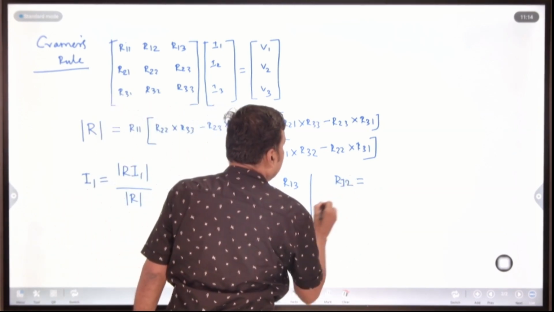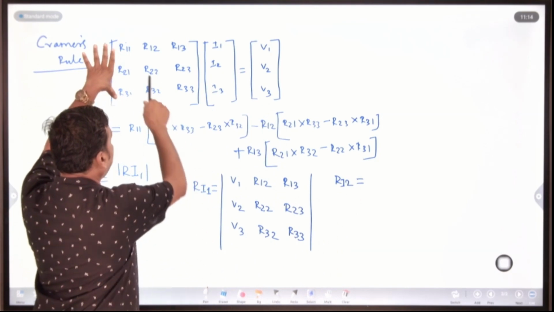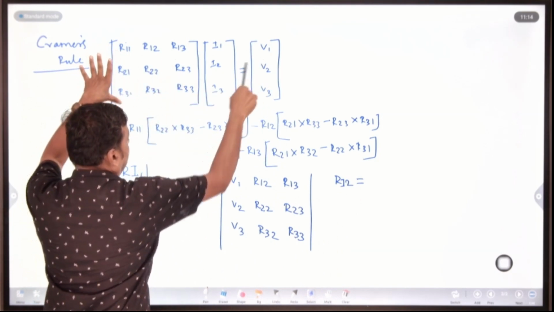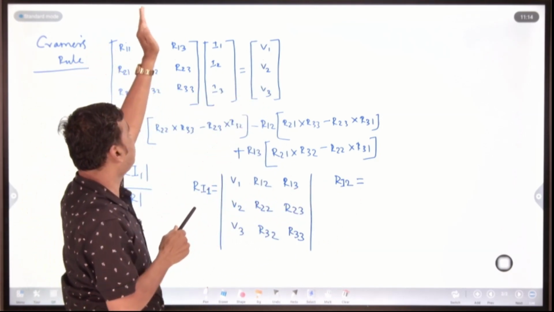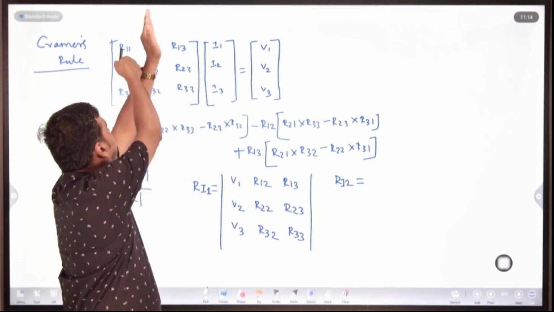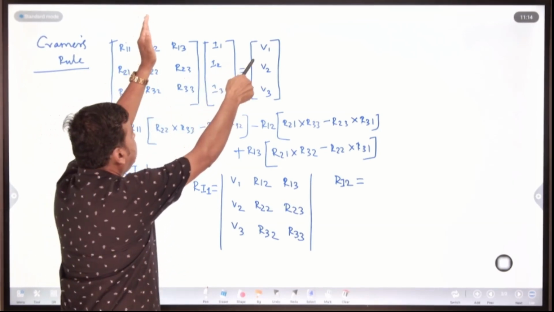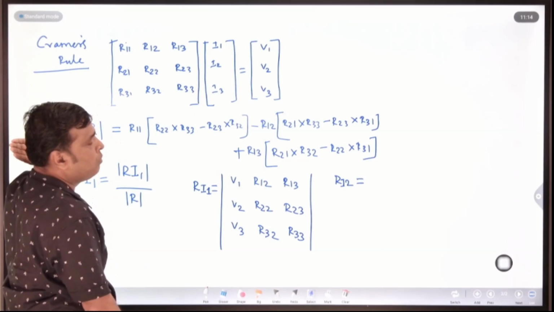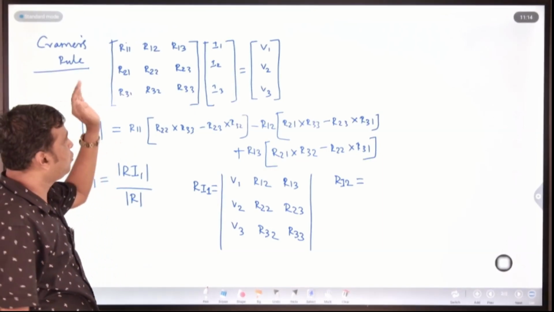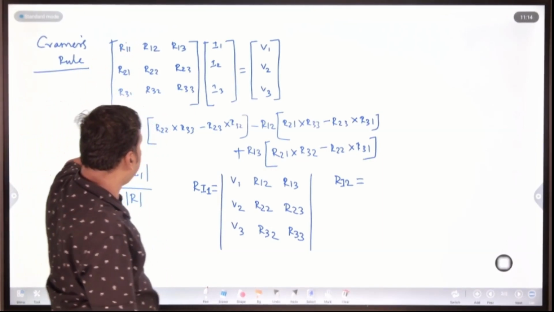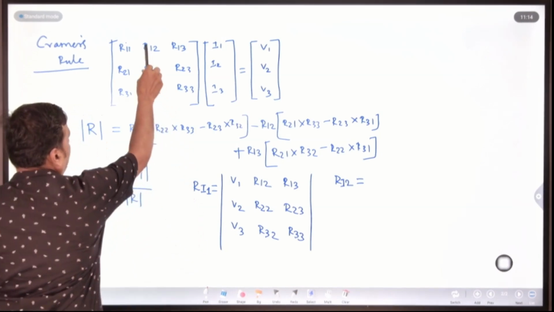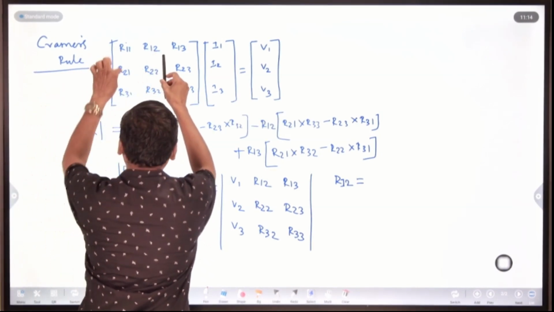Ri2 is how much? Ri2 means we have 4 columns, 1, 2, 3 and 4. 2 means simply close the second column. On the left side you will get 1 column, and then considering this column and this column, Ri2. So in Cramer's rule, when you are going to calculate the current I2, you close the second column. On the left side you will get only 1 column.